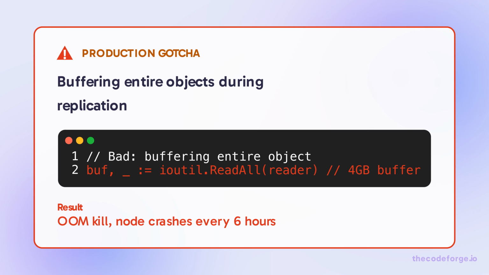This is the exact mistake from the incident. Using IOUtil.readAll on a 4 GB object causes the entire object to be loaded into memory, leading to OOM-kills. Always stream in chunks.